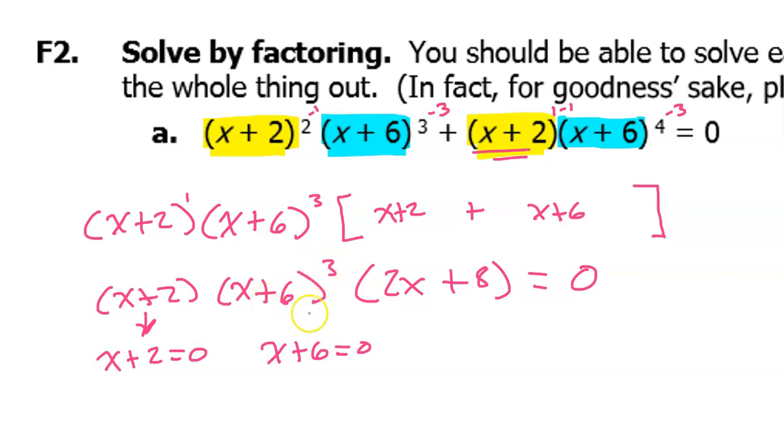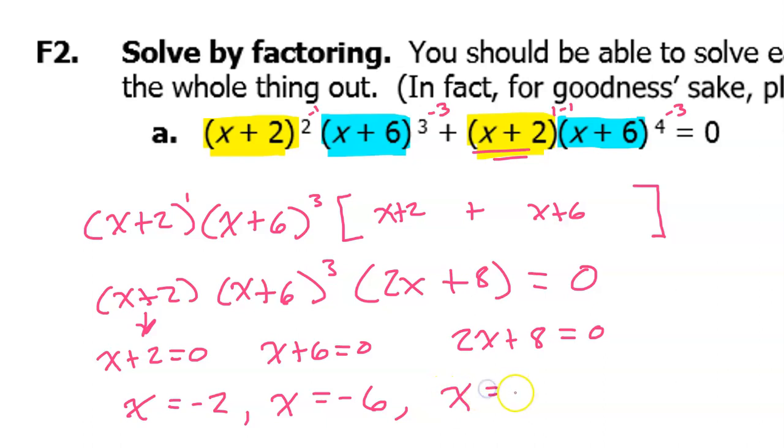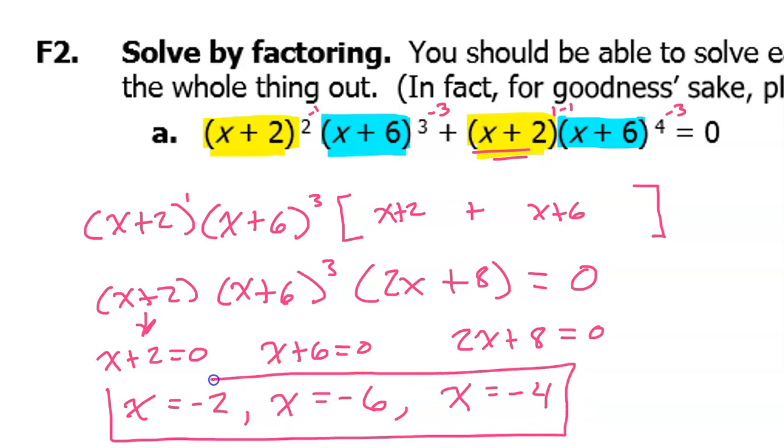I know it's to the third power, but the only way that x plus 6 to the third power is going to equal 0 is if this inner part, x plus 6, is equal to 0. And I have 2x plus 8 is equal to 0. So this first little equation, of course, will give me x equals negative 2. The second equation will give me x equals negative 6. And let's just do this in our heads. If we subtract 8 and divide by 2, so we have negative 8 divided by 2, so that's going to be negative 4. So these are the three solutions to problem A.